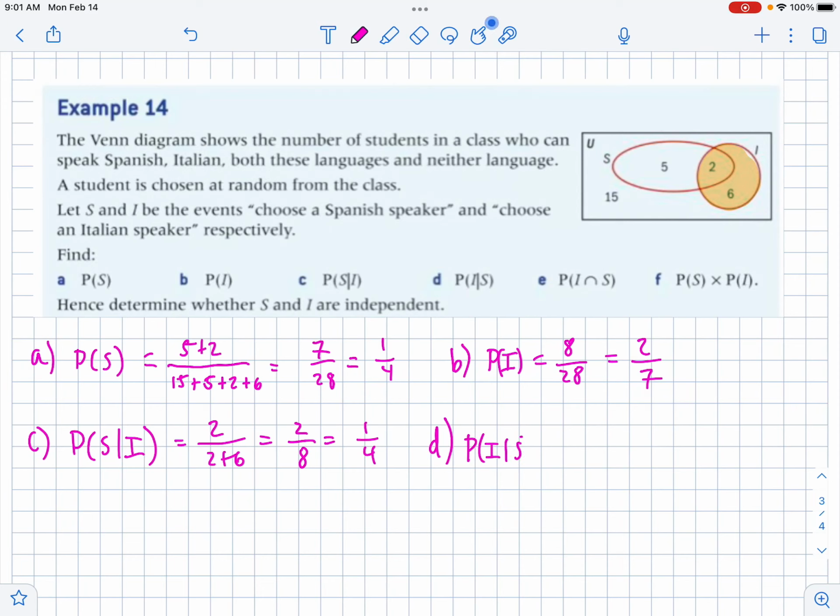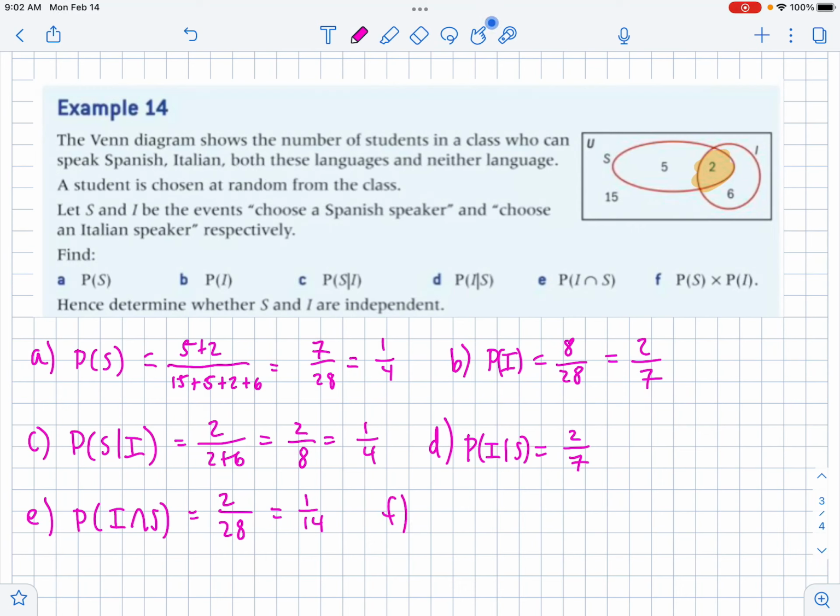Probability that somebody speaks Italian given that they speak Spanish. Well, that's the other circle, which means there's 7 Spanish speakers and 2 of them speak Italian. So this is 2 out of 7. Probability of I intersection S. Well, we can just see in the diagram right here that I intersection S is these 2 people out of 28. So that's 2 out of 28, which is 1/14.